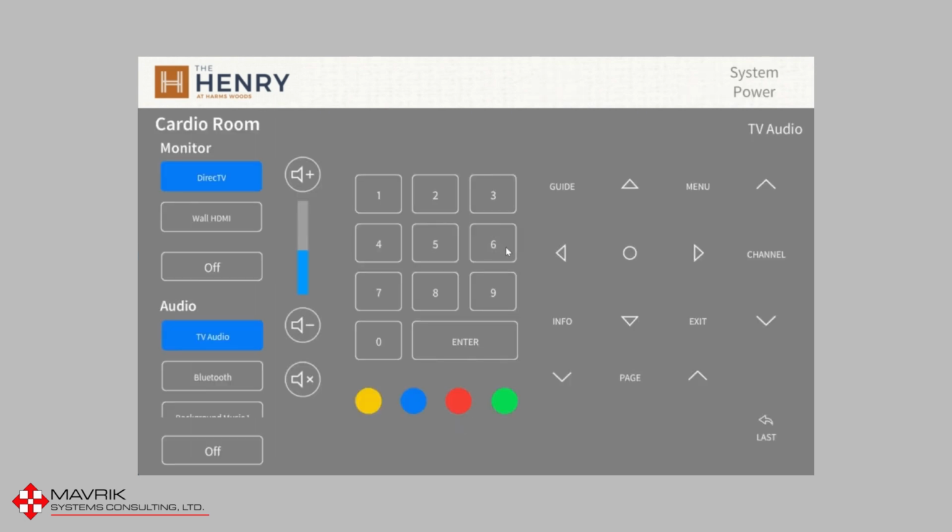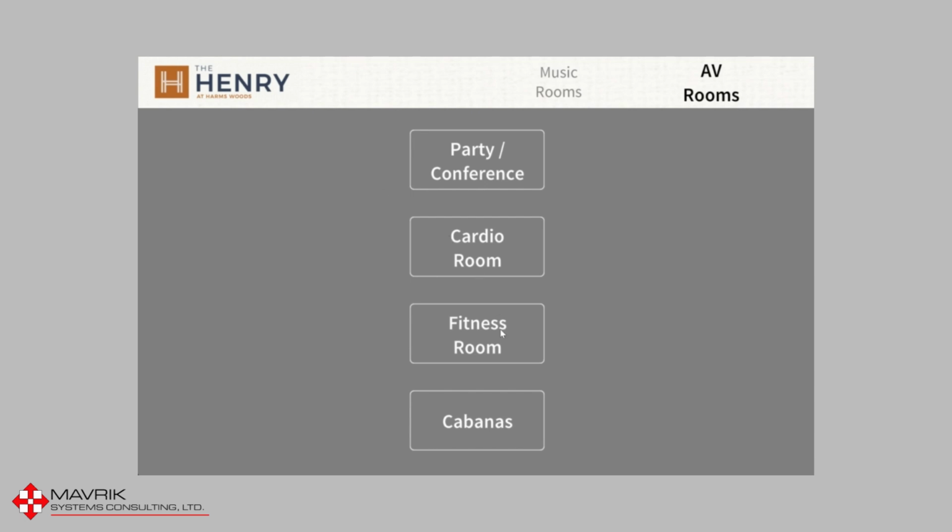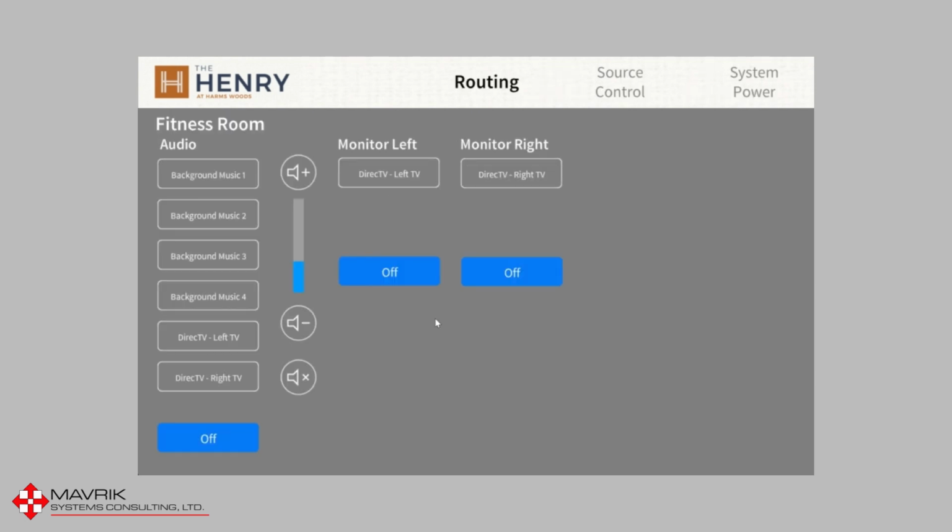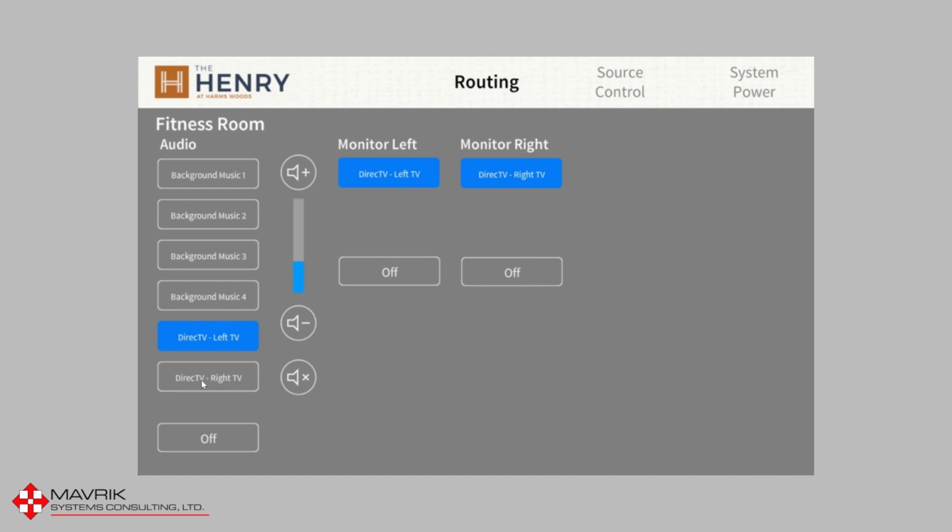The other rooms are essentially the same. The cardio room is in fact exactly the same. Oh, and the logo here takes us back to the menu to switch rooms. The fitness room is a little bit different as it has 2 monitors. So if we turn the left monitor on, that audio gets routed here. So you're seeing it, we assume you want to hear it. Right TV comes on. We can now pick which TV we're going to listen to.